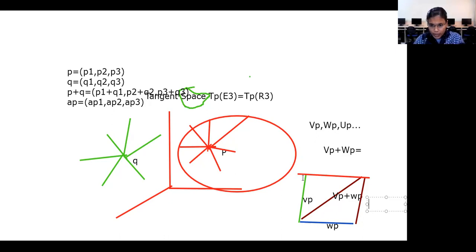Now how are you going to write down this part, VP plus WP? So let us see how we will write down this vector part, that is the vector addition, VP plus WP. Okay. So VP will be with some coordinates, say any coordinates provided to us. WP will again be with some coordinates. So this will be a vector addition.